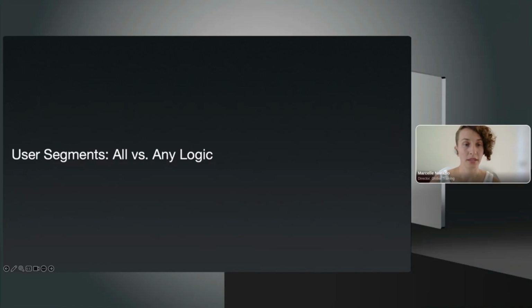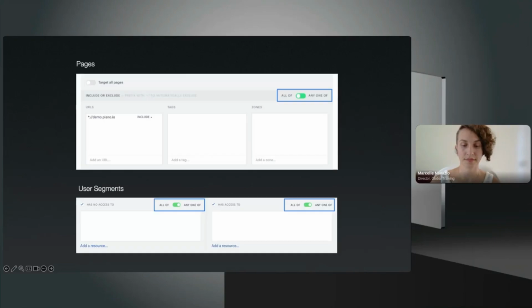All right, let's look at the user segment card again, at the all versus any logic. So we talked about this in both the pages card and in the user segment cards. It appears plenty of places in Composer. And again, the best way to think about it is and versus or logic. So all of is and, any one of is or.